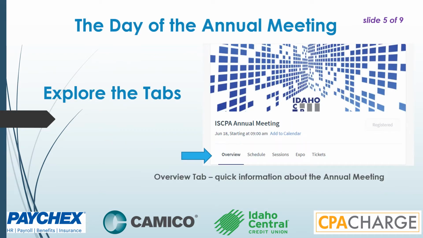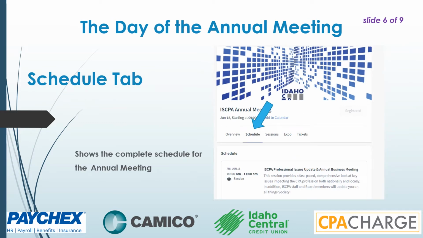The day of the annual meeting, it is important for you to know how to navigate our conference area. The navigation is done with the tabs. The first tab you'll see is the Overview tab. This contains quick information about the annual meeting. The next tab is the Schedule tab. When you click on this, you will see a complete schedule for the annual meeting. This will show you when each session starts and when the breaks are scheduled.